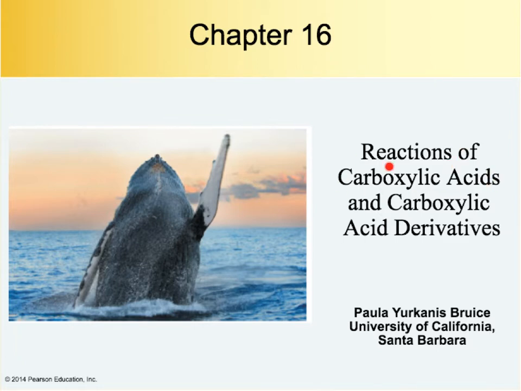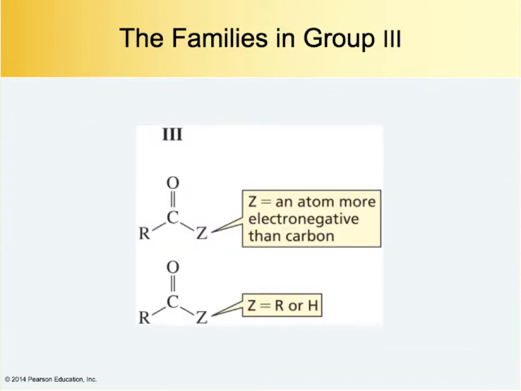We're going to talk about carboxylic acids, so C double bond O's, right? Essentially carbonyls. In this particular chapter, we're going to talk about carboxylic acid derivatives. Chapter 17 talks about aldehydes and ketones, and then 18 goes a little more into synthetic versions of these. So let's divide these families into groups.